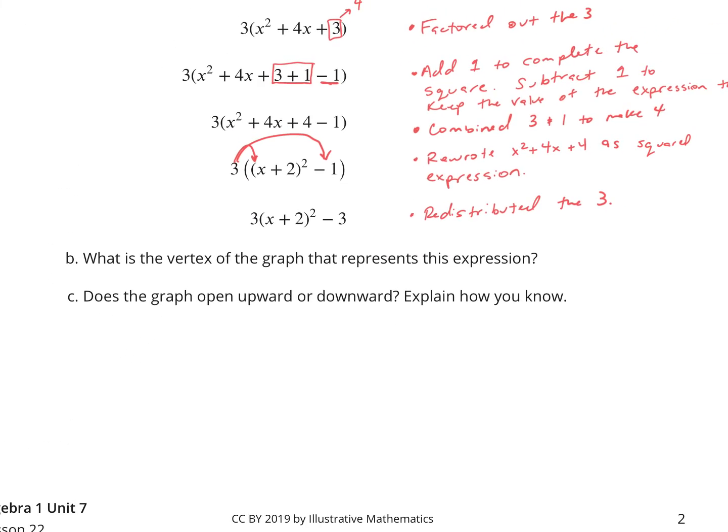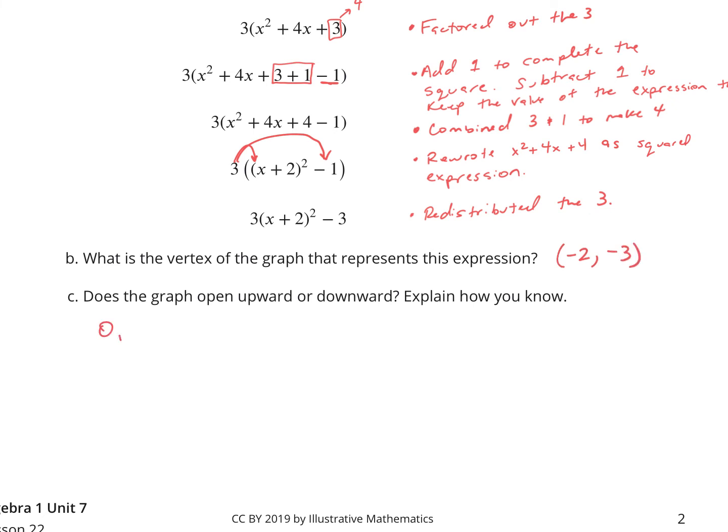All right, so now go ahead and answer the questions B and C. So B talks about what is the vertex of the graph, and does the graph open up or down, and how you know. All right, so for B, remember we take the opposite of what's inside the parentheses, so that's -2, and then the same for what's outside, so that's -3. So our vertex is -2, -3.